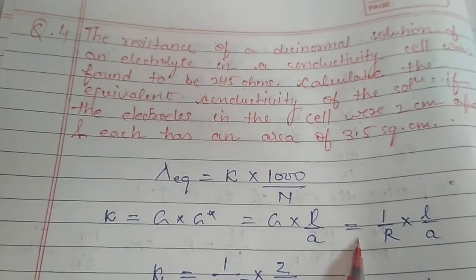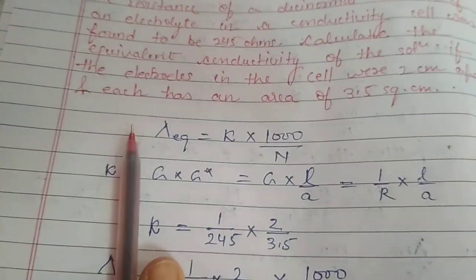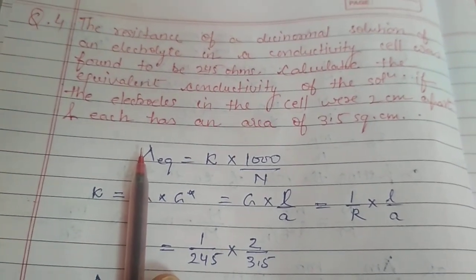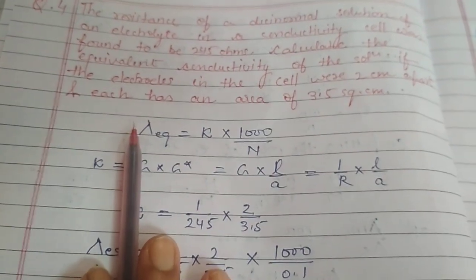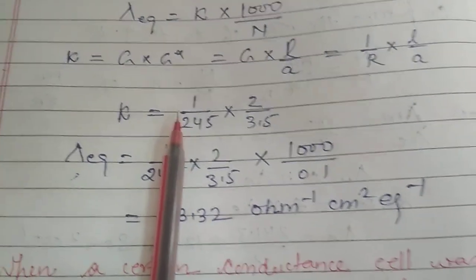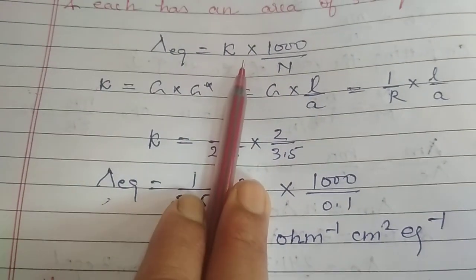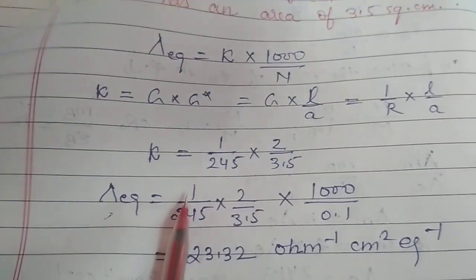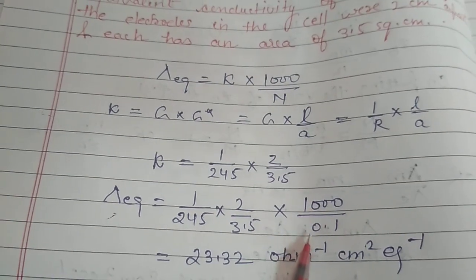Now we have been given the value of R here in the question as 245. The length is given because it has been given as 2 centimeter apart. So the length is 2 and the area of cross section is given to us as 3.5. So by putting the values we can find out the value of kappa, and thereafter we know lambda EQ is equal to kappa into 1000 upon N. We have calculated the value of kappa, so we will put the value of kappa here into 1000 upon N.